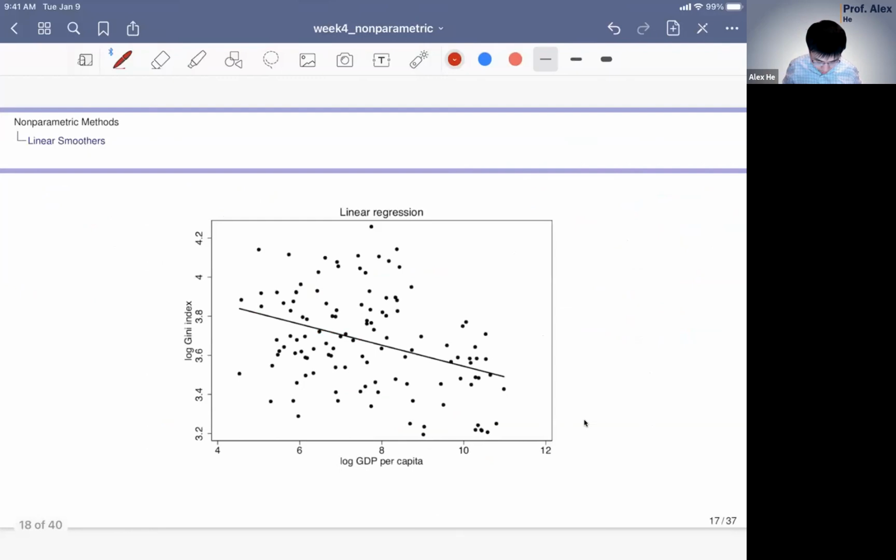Okay, so let's look at one example. Here, this is our data, okay? All of these dots are the observations. The X variable is the GDP per capita of a country, and the Y variable is the Gini index, okay? Which is a measure of inequality, right? So what this says, if you just do a linear regression, you can see that it's kind of a negative relationship, which means that richer countries, countries that have higher GDP per capita, have lower inequality, which sort of makes sense. However, this could be a nonlinear relationship, right?